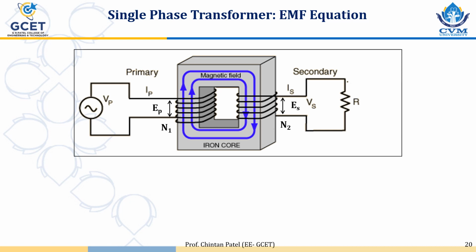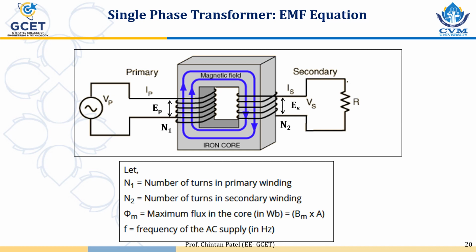Now, EMF induced in single phase transformer. So we can derive the expression or equation of EMF induced in secondary winding. To understand this, let's assume N1 is number of turns in primary, N2 number of turns in secondary, phi m is maximum flux in the core in Weber, which is also given by Bm into A, where Bm is magnetic flux density. We know that magnetic flux density Bm is equal to maximum flux upon area. F is the frequency of AC supply in primary.